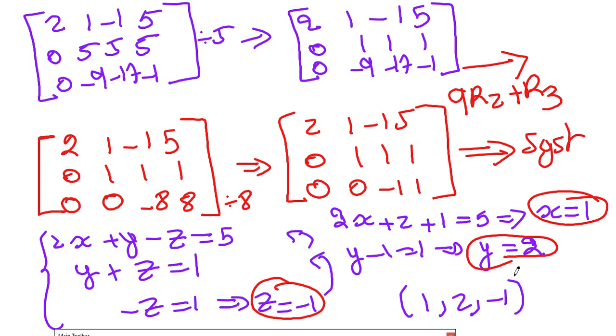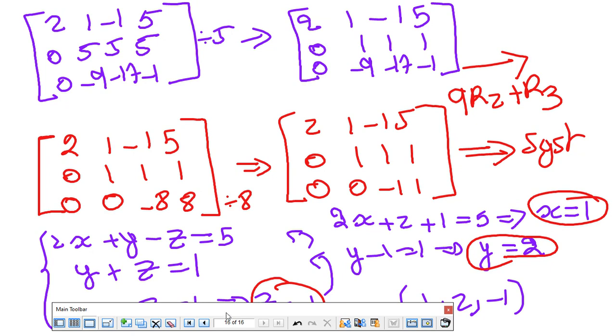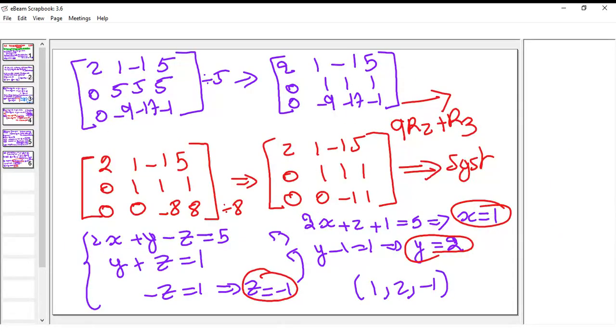I have 1, 2, minus 1. So you have 3 methods. You can use any method if they didn't specify for you which method to use. That's it for this lesson. Sure, we will do more applications in the class.